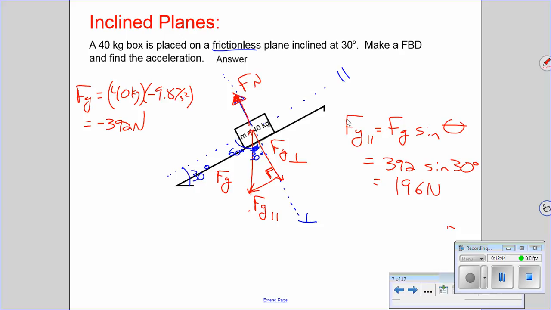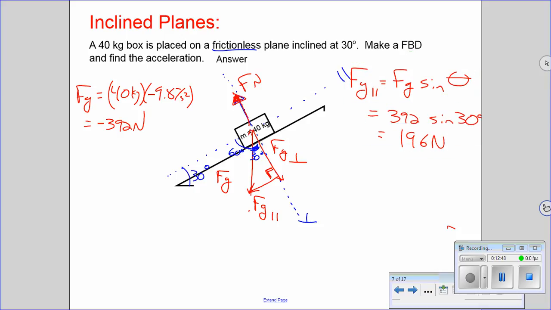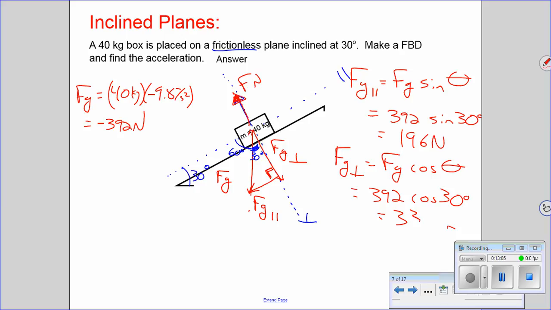And then similarly, you can find the perpendicular component by using cosine. And so that gives you, it's like 339 newtons. Notice I didn't do anything with my negatives there. I'm getting ahead of myself. Okay, so are we good?